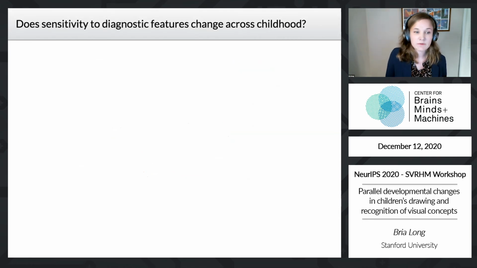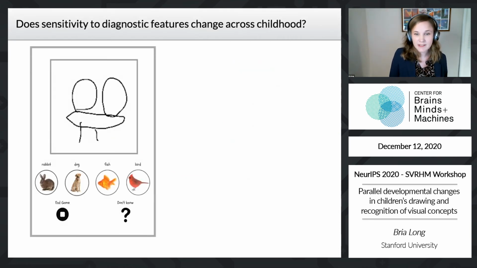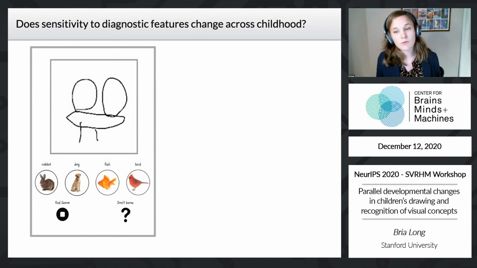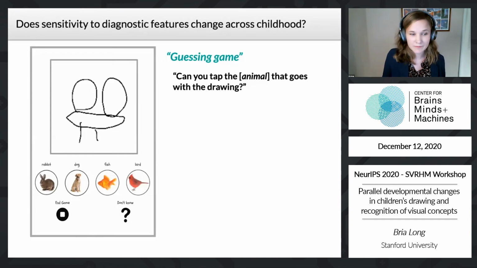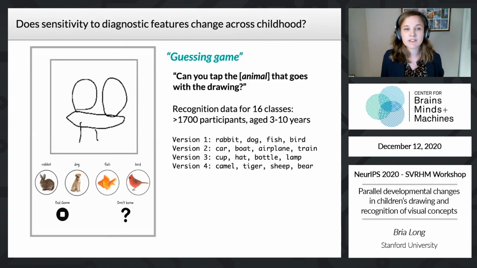To test this idea, we designed a guessing game at the same museum kiosk where children were presented with drawings one at a time and had to tap which visual concept the drawing went with from a set of 4 options. Here, can you tap the animal that goes with the drawing? We used 4 different versions of this guessing game, and doing so collected recognition data for 16 different classes from over 1,700 participants aged 3 to 10 years. To make the task sufficiently challenging, options in this guessing game were all relatively similar. For instance, in this version of the guessing game, they're all small animals.